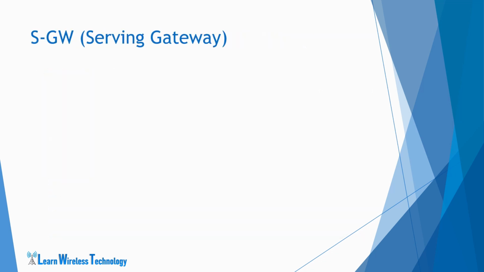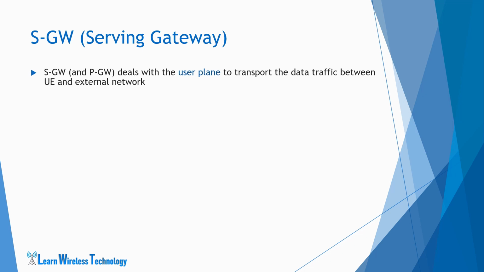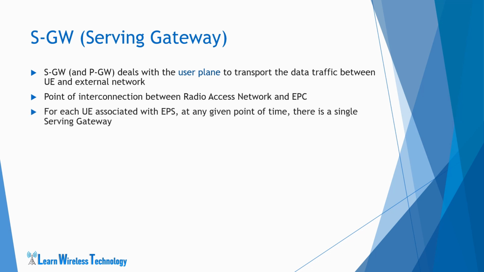Next is the serving gateway. Serving gateway along with the PDN gateway deals with the user plane to transport the user data traffic between UE and external network. It is the point of interconnection between the radio access network and core network. There is only one serving gateway at any given point for each UE that is associated with EPS. Let's go through the list of functions supported by the serving gateway.